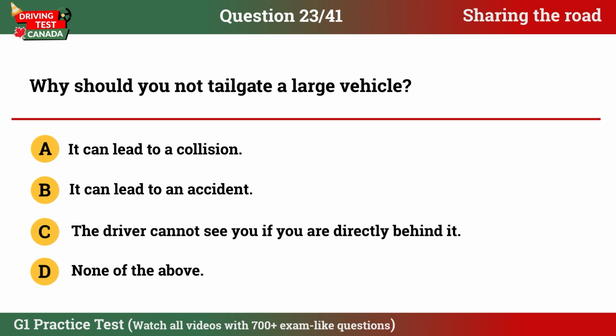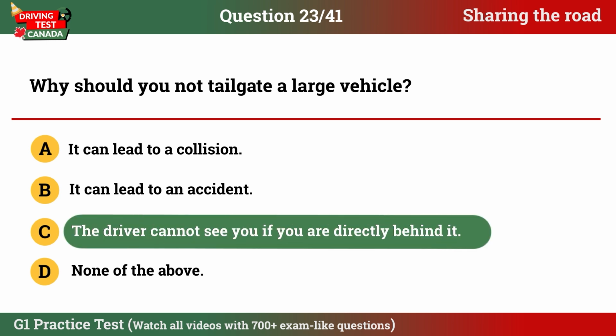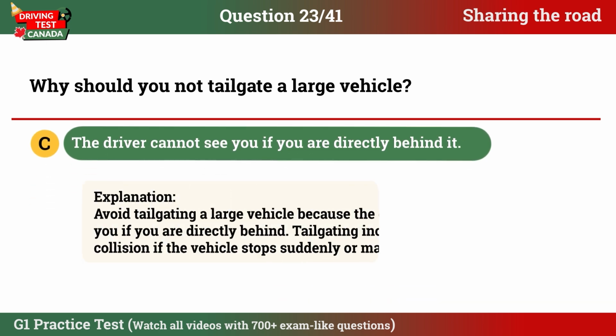The correct answer is C. The driver cannot see you if you are directly behind it. Explanation. Avoid tailgating a large vehicle because the driver cannot see you if you are directly behind. Tailgating increases the risk of collision if the vehicle stops suddenly or makes a maneuver.